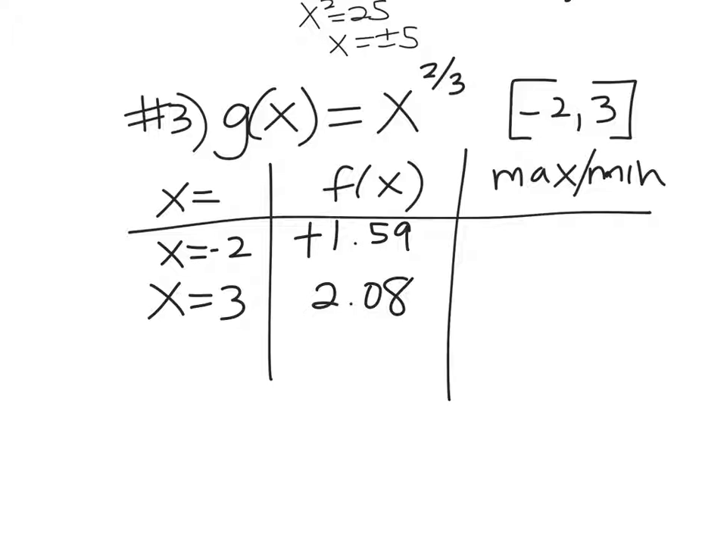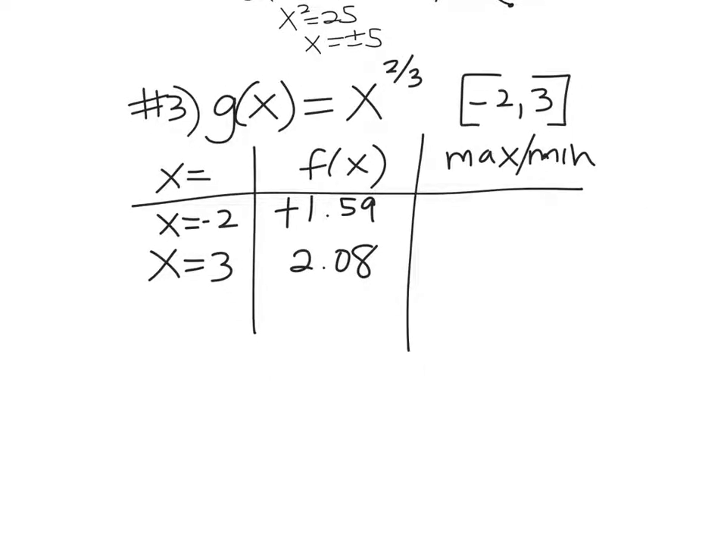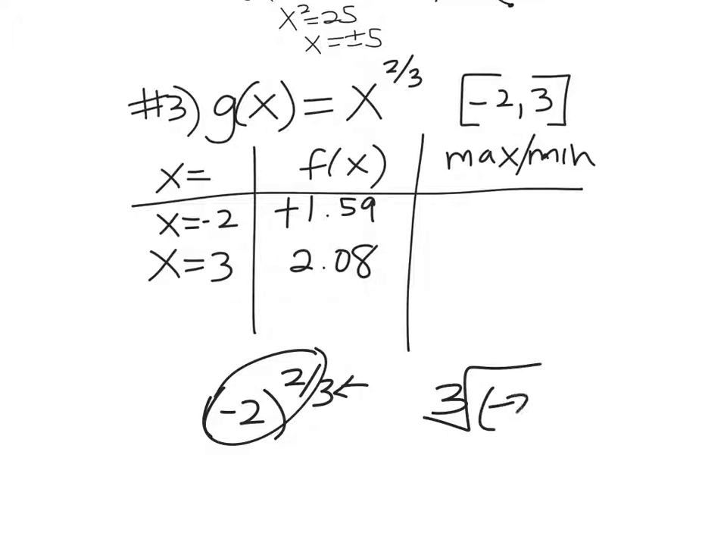2.08. Okay. Now let's go ahead, and we're going to take the derivative. Why do you put parentheses on negative 2? Because we're doing negative 2 to the 2/3, you're squaring the negative 2. And when you square a negative number, it becomes positive. And then this is the root. Just taught that in Algebra 2 today. They hated it. This is the cube root of negative 2 squared.